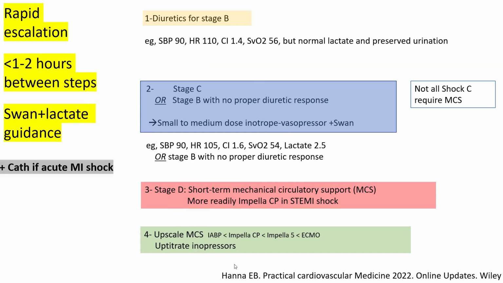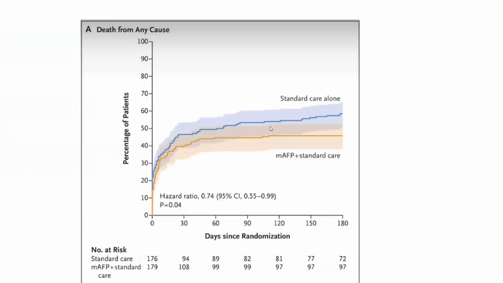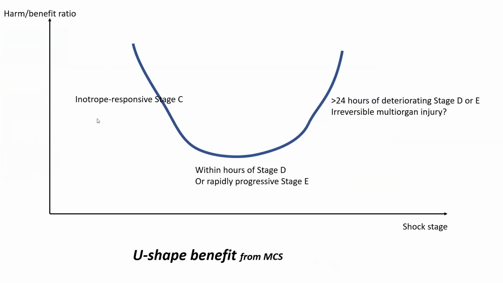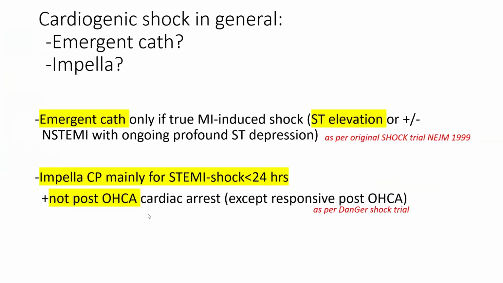And this is my algorithm for cardiogenic shock. These are the 4 stages, or the 3 stages if you start by cardiogenic shock. So initially, for stage C or stage B, pre-shock that is not responding to diuretics, you give small to medium dose of inopressor, and you place a Swan. You don't need mechanical circulatory support for those, as I showed in my U-shaped curve. Inotrope responsive stage C, you don't need mechanical circulatory support here.